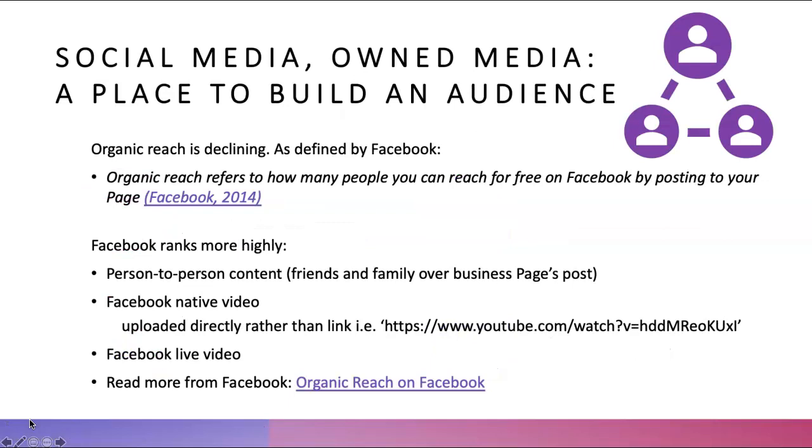So there are certain types of content that the platforms will promote and will show to more people. We know that the platforms prefer to show person-to-person content. The platform would rather show you a post in your newsfeed from one of your friends or one of your family members over a business's page post. So we're competing against person-to-person content. We're not seen as important as person-to-person content when we're brands communicating with our audience. So we have that challenge to overcome.